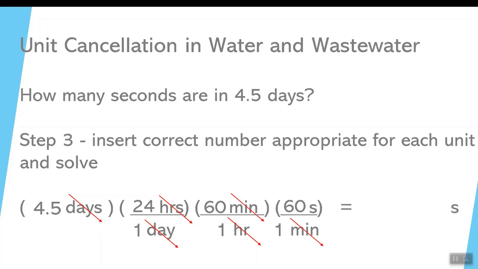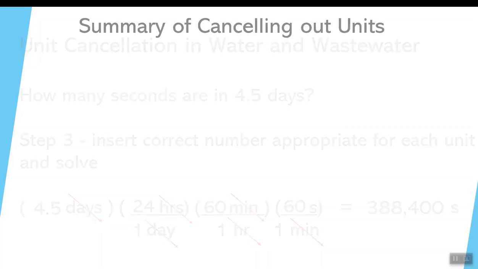Now, some of you have already in previous videos found out that there's 86,400 seconds per day. Well, great. If you know that shortcut, you could have just put 4.5 days multiplied by 86,400 seconds in one day, and that would save you some time. But I just put this one in there so you can see individual steps. Here, in this scenario, there's roughly about 388,400 seconds.